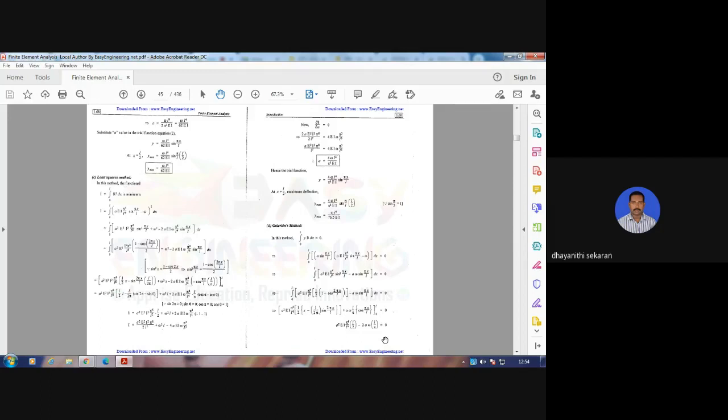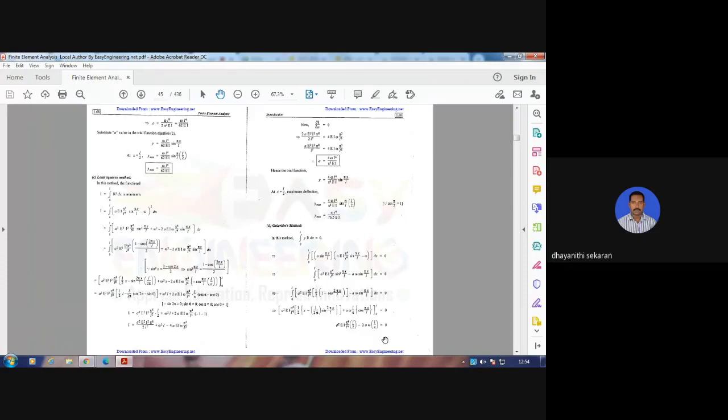Now, where does the maximum deflection occur in the beam? At x equals L/2. Substituting that into the trial function y equals wL⁴/(62 EI) sin(πx/L), with x equals L/2 we get y max equals wL⁴ by sin(π/2) into 62 EI, so y max equals wL⁴/(62 EI).